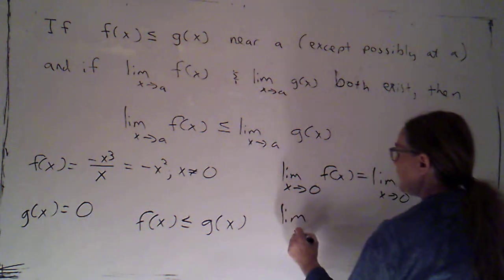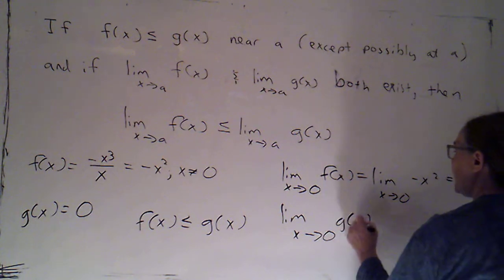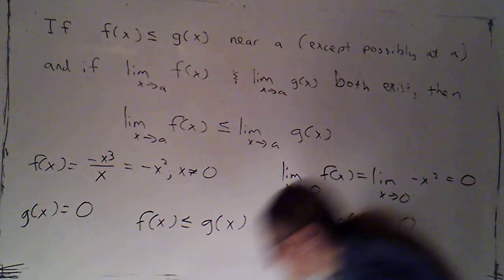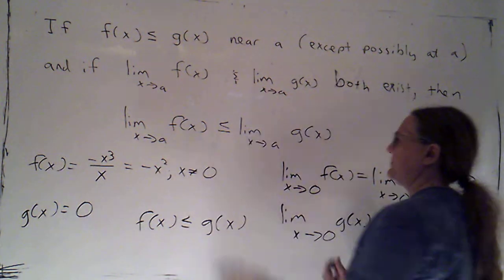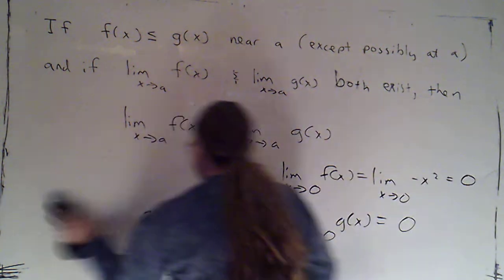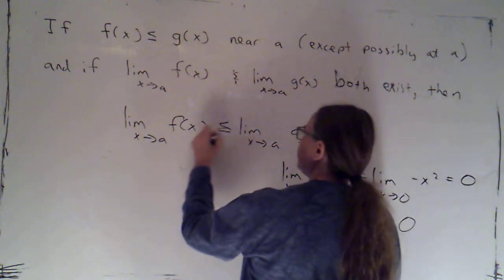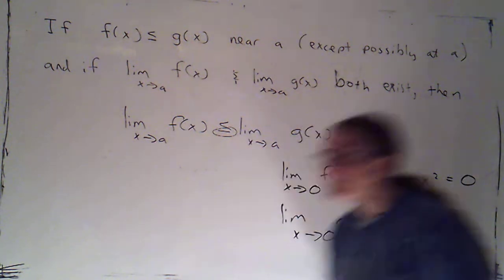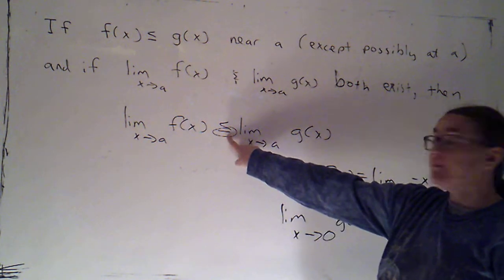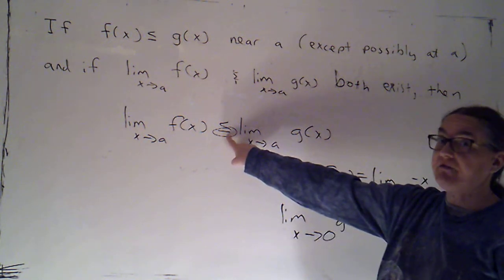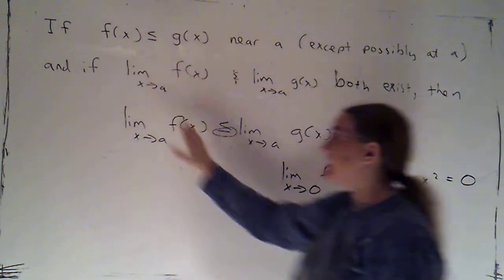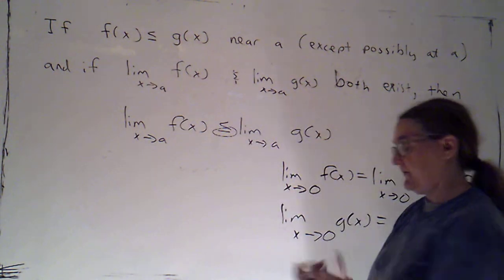And then the limit as x approaches 0 of g of x is just 0, because the limit of a constant is, of course, a constant. Okay. Not super surprising. Now, I picked an example here where we got equals. It is important that this applies with inclusive inequalities. Even if this was a strict inequality, this needs to be an inclusive inequality.